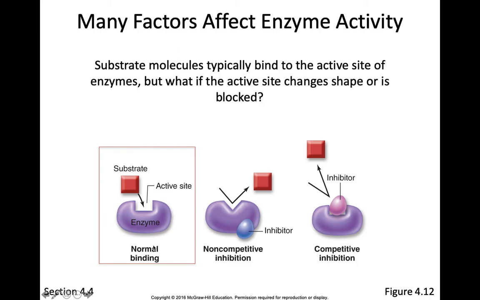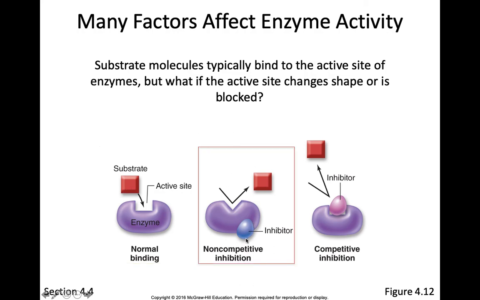Well, sometimes you got way more product than you need. We don't need to make any more. So let's turn our enzymes off. You can do this by inserting something called an inhibitor. And you guys can see over here, there's two different types of inhibitors. There's something called a non-competitive inhibitor and something called a competitive inhibitor.